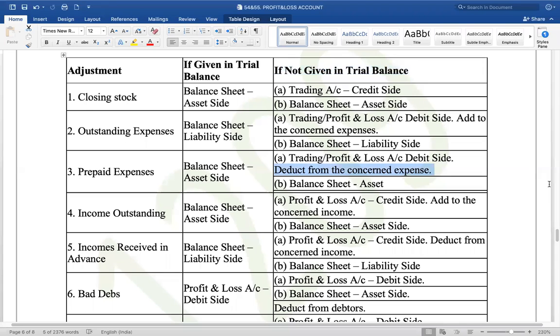Let's say prepaid salary or salary paid in advance. 5,000 is the salary. Out of that, 1,000 is paid in advance. Deduct that 1,000 so that the amount comes to 4,000 in the profit and loss account. Now, that 1,000 is again taken into the balance sheet asset side. This is about prepaid.